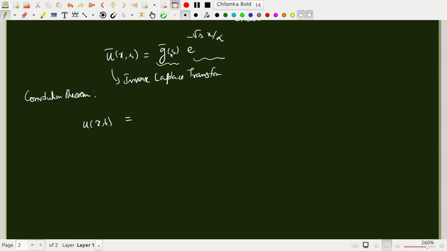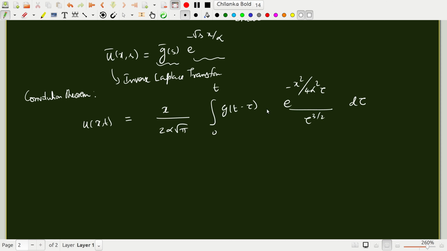Essentially, the inverse Laplace transform of the product of two functions of s will be the integral of the product of the original functions in the time domain. So this is x by 2 alpha root pi, integral 0 to t, g of t minus tau, e to the minus x squared by 4 alpha squared tau, by tau to the 3 halves, d tau. So in general, this is the solution to the problem. That is, if you give us a function g, then we can substitute this and find the evolution of the temperature.